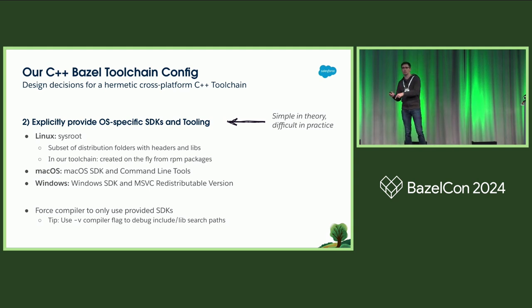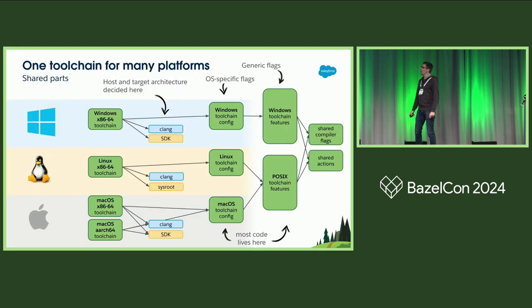And yeah, we also have to force the compiler at the very end not only to use these resources, but not to fall back to anything else on the host system. And I can really recommend to use the verbose flag on the compiler and the linker and just ask it, and it will show you which search path it's going through, so you can narrow down where you're not hermetic and where it's still looking on the host system for stuff.